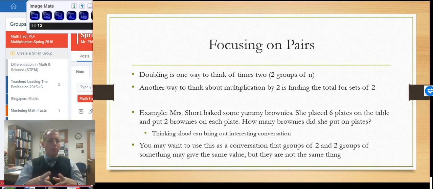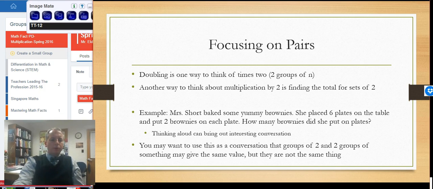So Mrs. Short baked some yummy brownies. She put 6 plates on the table and she put 2 on each plate. So sets of 2, right? So 2 brownies on each plate. So 2, 2, 2, 2, 2, and 2. 6 plates. How many brownies did she put on the plates, right?